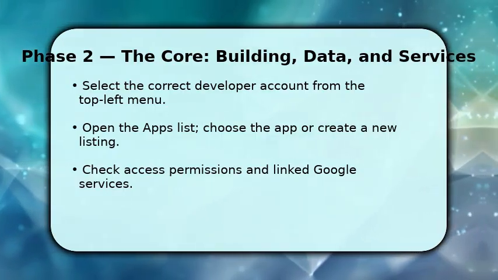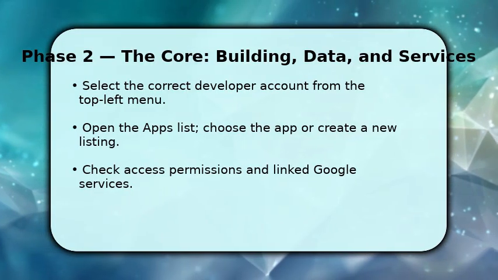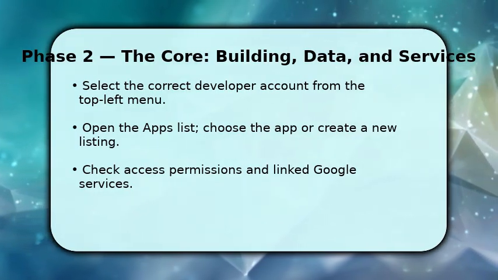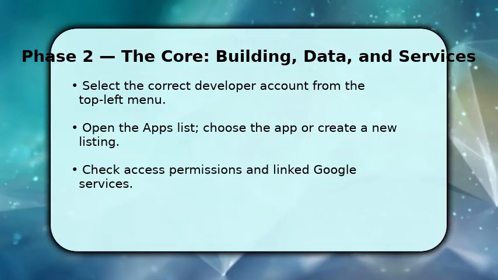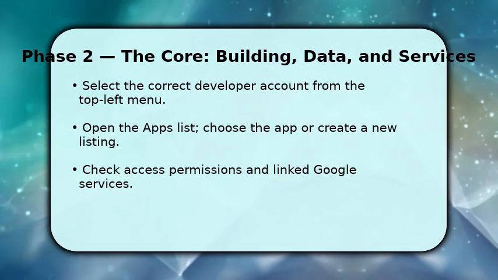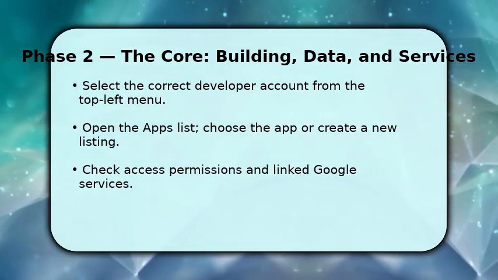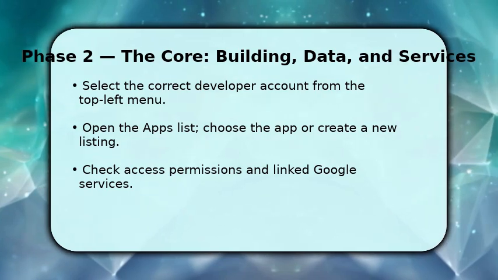Then open Apps and choose an existing app, or click Create App and follow the basic metadata prompts. Make sure to verify ownership and link services, because Play Console ties services like API access and billing to the app entry. If you need team access, go to Users and Permissions, add or adjust roles before making changes.